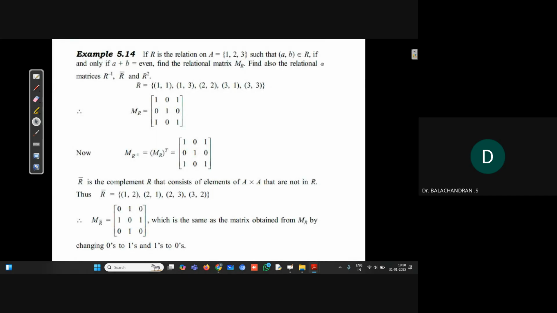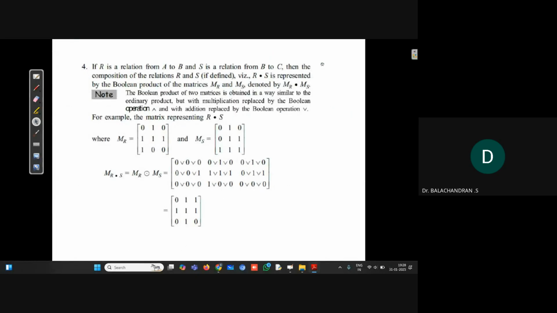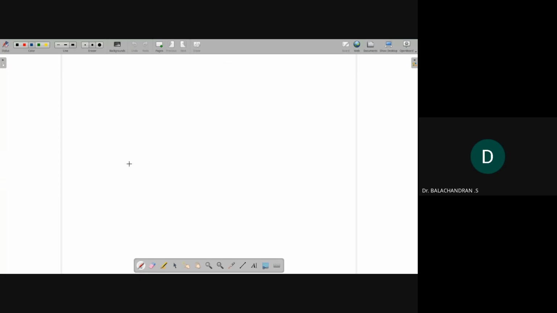Okay. So at the end of the last class, we discussed this concept: the composition of relations. I told the difference between the two notations. One is from the Venkatraman book. Because this is the most important one, I'll repeat it again.